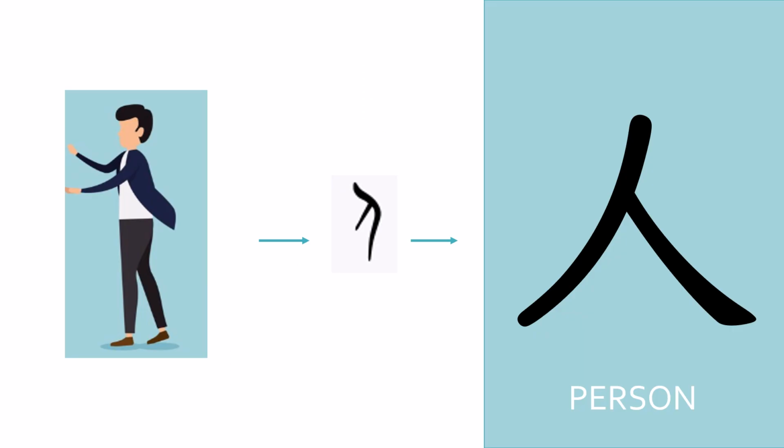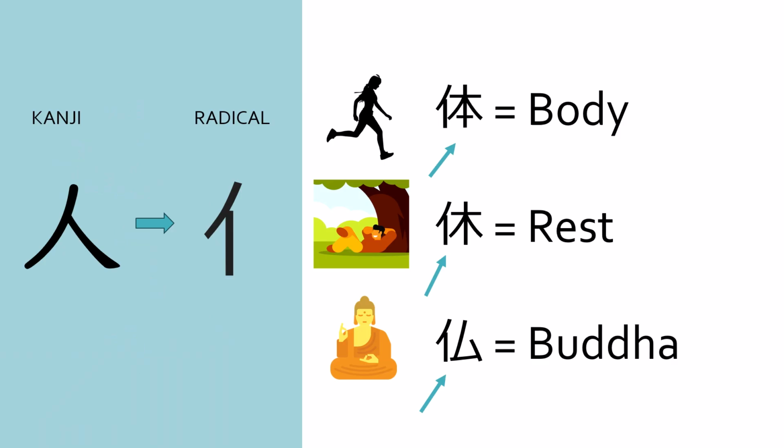The kanji for person comes from a pictogram of a side view of a standing man, highlighting an arm and a leg, and bending a little bit. One more thing to know is that this kanji can also act as a radical. However, the radical form looks slightly different. Some examples with this radical are body, rest, and Buddha.